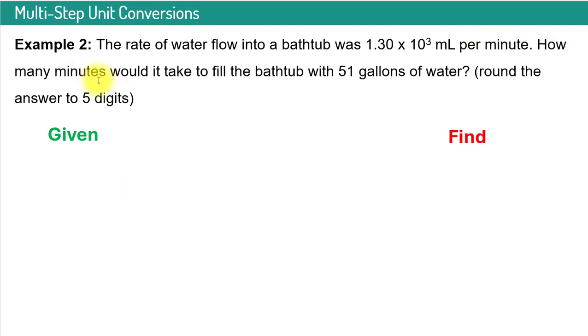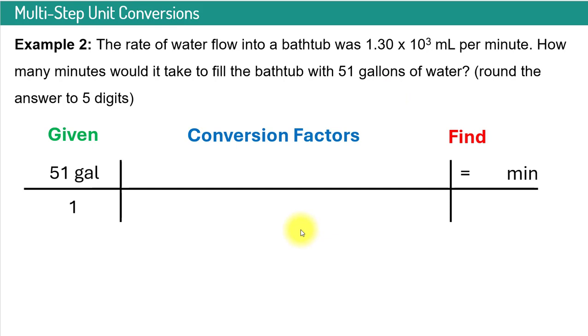The question is asking how many minutes, so these are the units we need to find, would it take to fill the bathtub with 51 gallons of water. So that's what we're starting with, 51 gallons of water. Next, we'll need to obtain conversion factors that will allow us to convert from gallons to minutes. One of the conversion factors can be obtained from the information given in the problem.